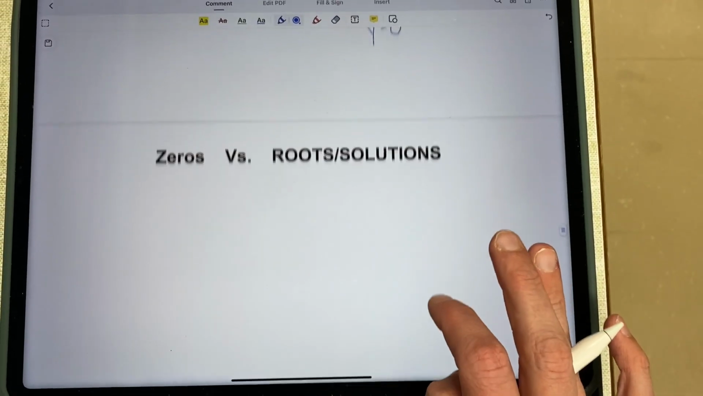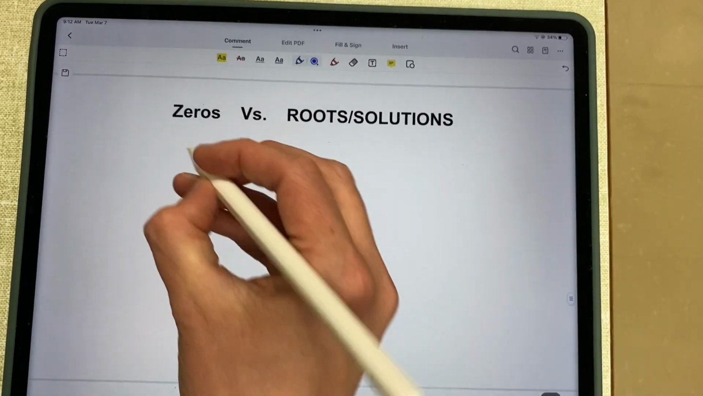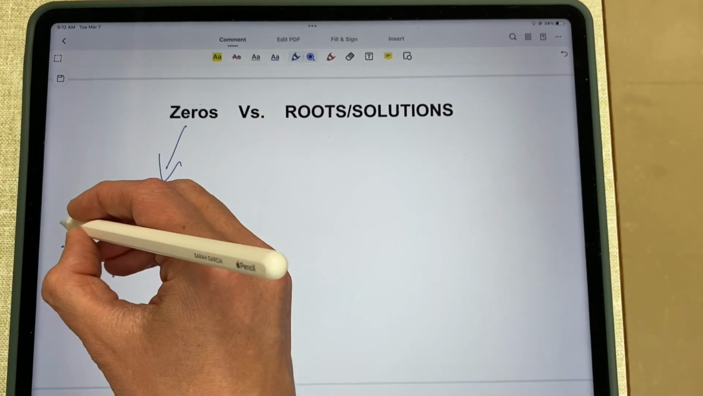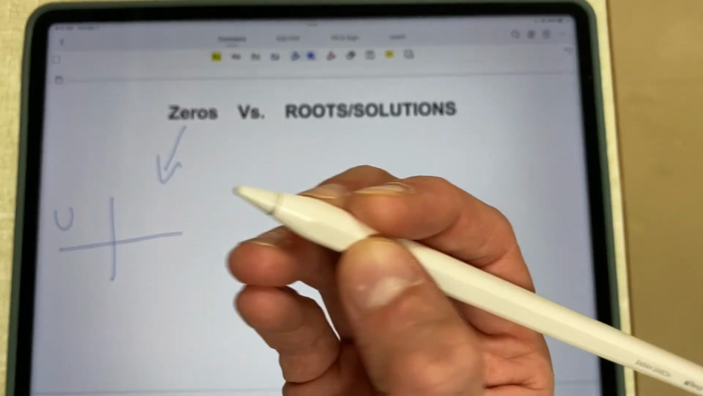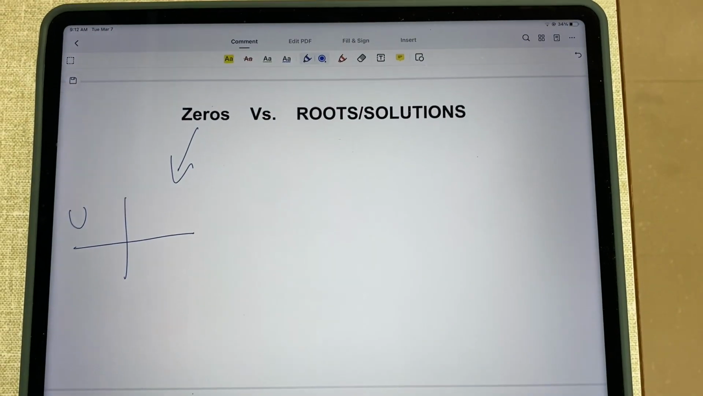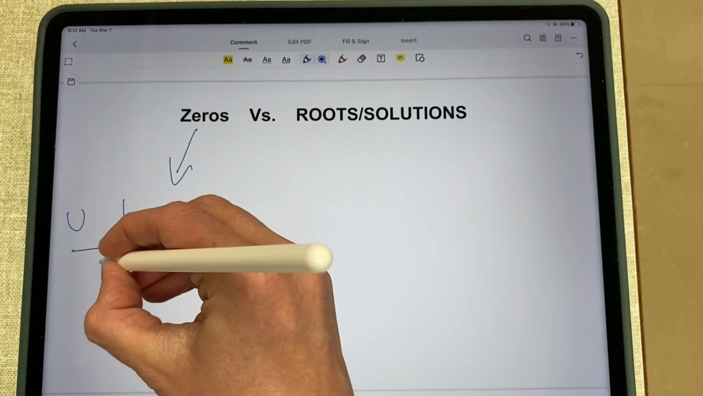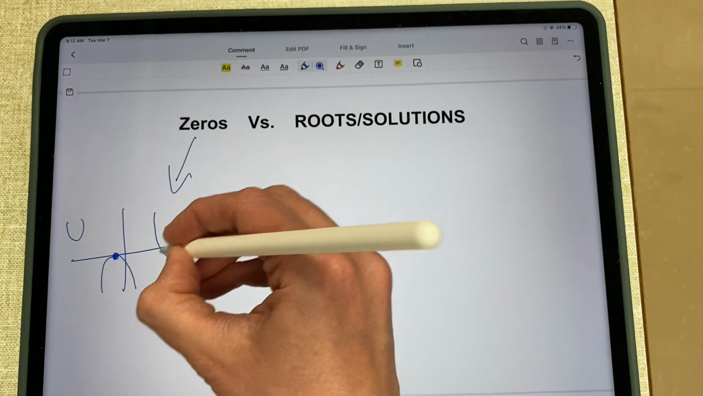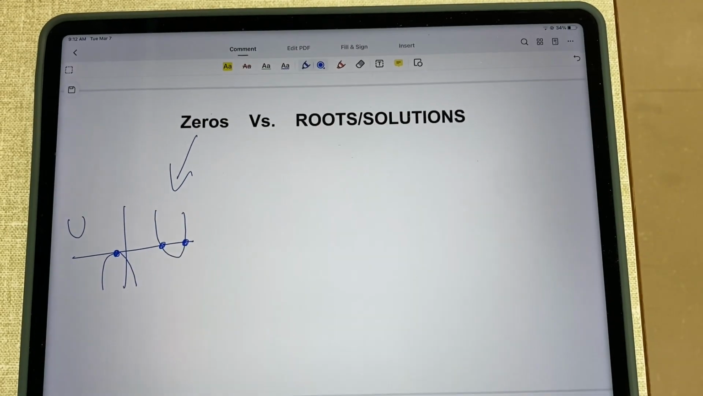All right, root 0 solutions, okay? This goes with the x-intercept, okay? So again, you can have no zeros, which means it doesn't cross the x-axis. You can have 1, okay, where it crosses 1 time, or you can have 2 zeros, which means it crosses the graph 2 times.